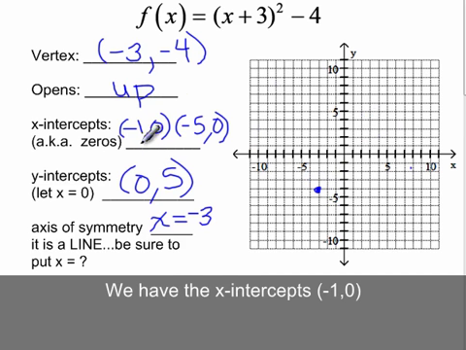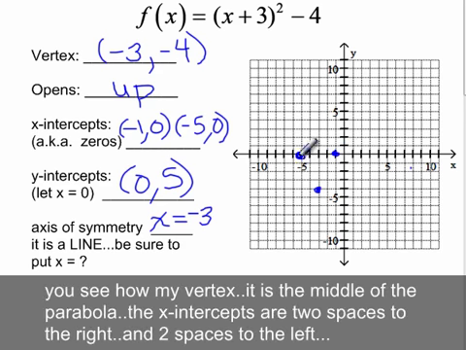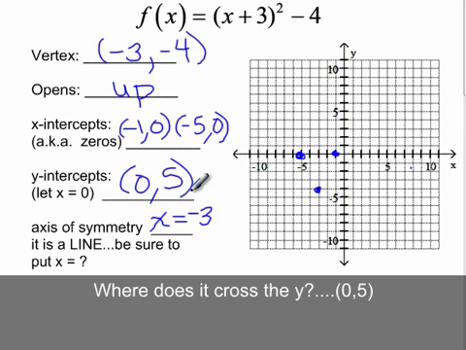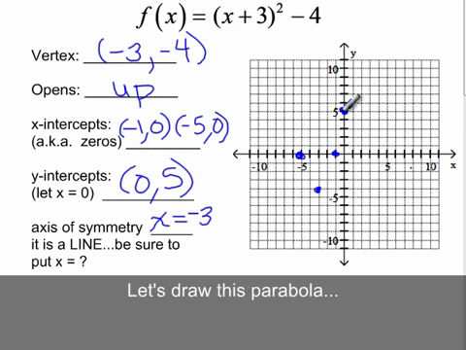We have the x-intercepts (-1, 0) and (-5, 0). Look at there. You see how my vertex, it's the middle of the parabola. And sure enough, this x-intercept is 2 spaces to the right. This x-intercept is 2 spaces to the left. Where does it cross the y-axis? (0, 5). That is looking good. So let's try to draw this parabola.